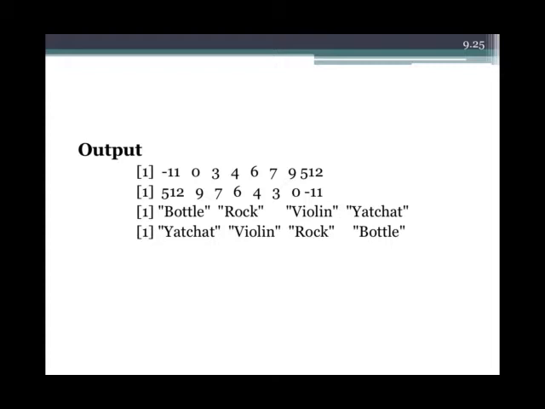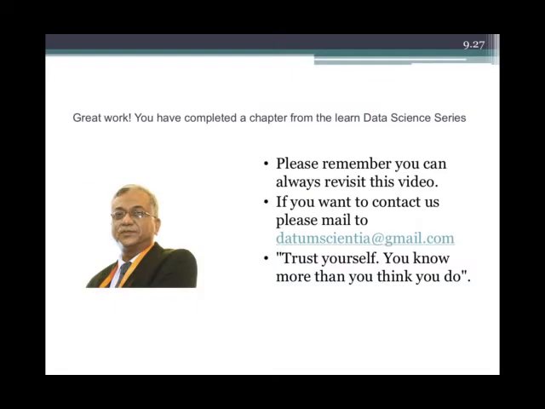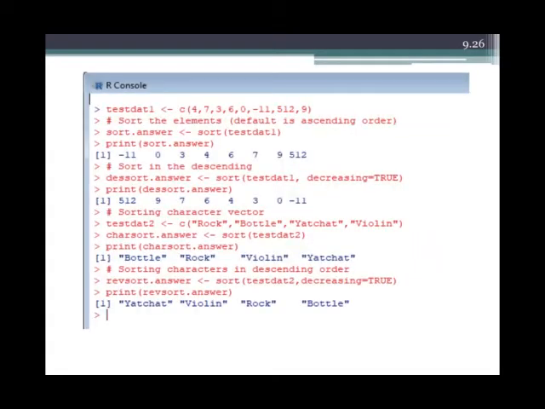So the output would be lowest to highest, minus 11 to 512. The reverse would be 512 to 513, minus 1. Then we also have a look at the strings we have put in. We have bottle, rock, violin, yard, and again the reverse of the same order. You can go through our examples which are keyed in the R console.